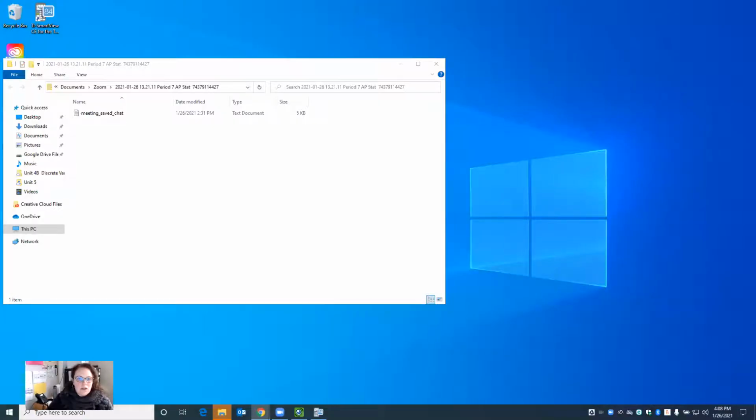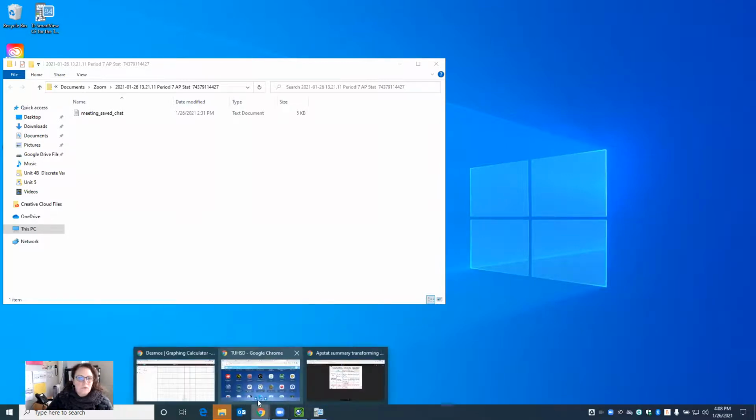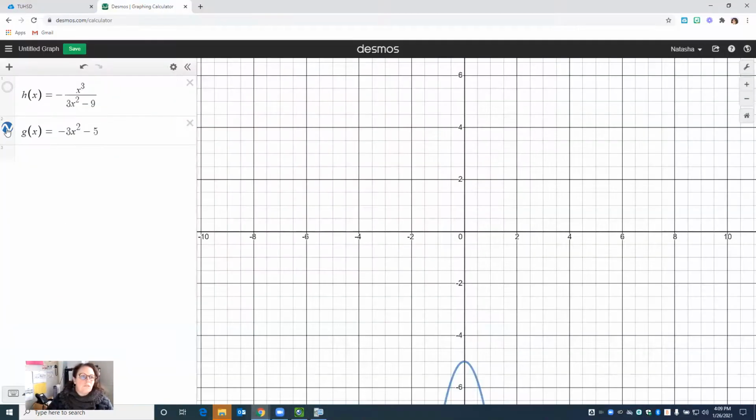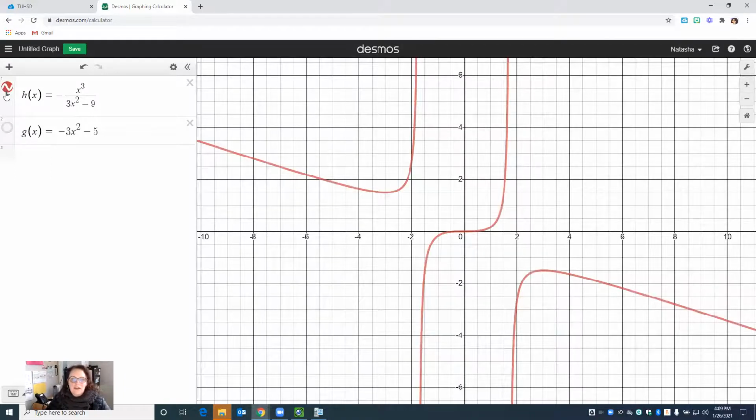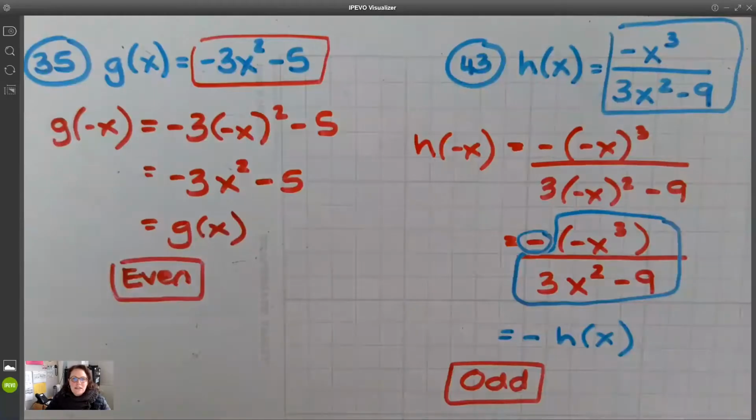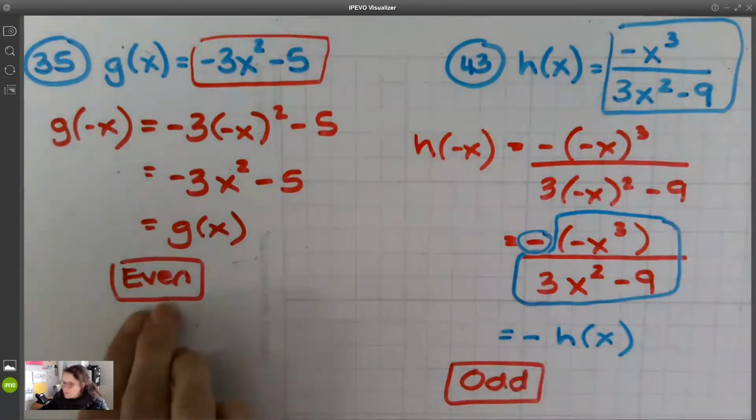If we look at this one graphically, this is what that function looks like. And you can see that this is symmetric around the origin. If we rotated this 180 degrees, it's going to lie on top of itself, or if we reflected over the x-axis and the y-axis, it would lie on top of itself. So again, we can see that this one's an odd function, this one's an even function.